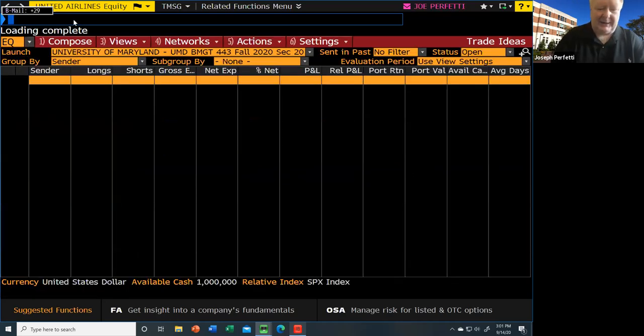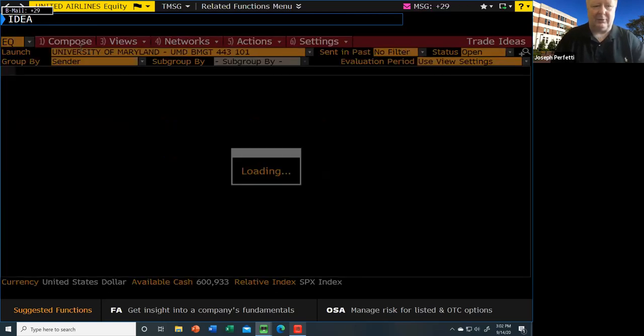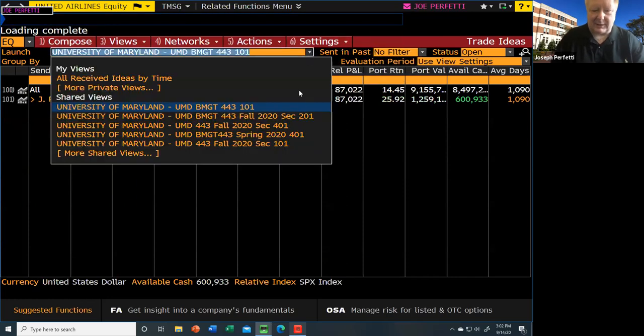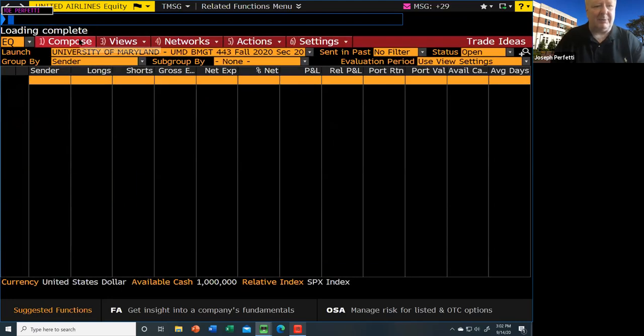again, IDEA or T message is how you get here. To trade, you click on what's called, and then select your class. This is section 201. Then you click on compose.